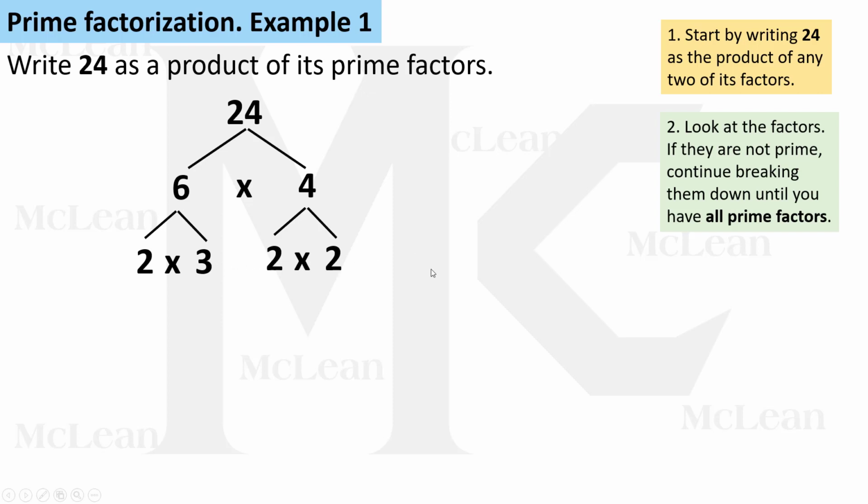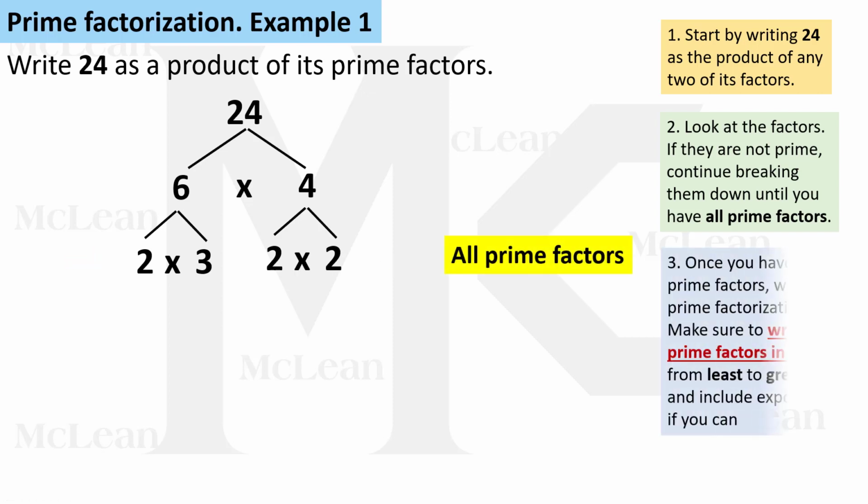Now, are these numbers prime? What are prime numbers again? Numbers that only have two factors, 1 and themselves. So let me see. 3 is what? 3 and 1. 3 is prime. What about 2? 1 and 2. So there's a possibility we are done here. Let us see. So these are all prime factors.